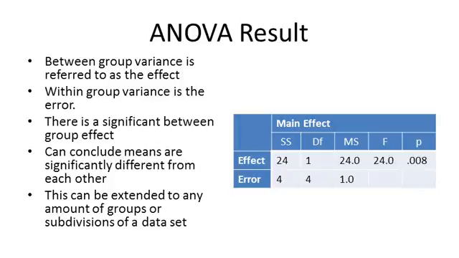Now that we have the f value, we can calculate the p value, or the significance, by taking the degrees of freedom of 1 and 4 and inputting the f value of 24. That gives us a p-value of 0.008, which we can say gives us a significant between group effect. Here effect refers to the between group variances that we calculated, and error refers to the within group variances. We can conclude that the means are significantly different from each other, but we cannot from this result conclude which one is larger.